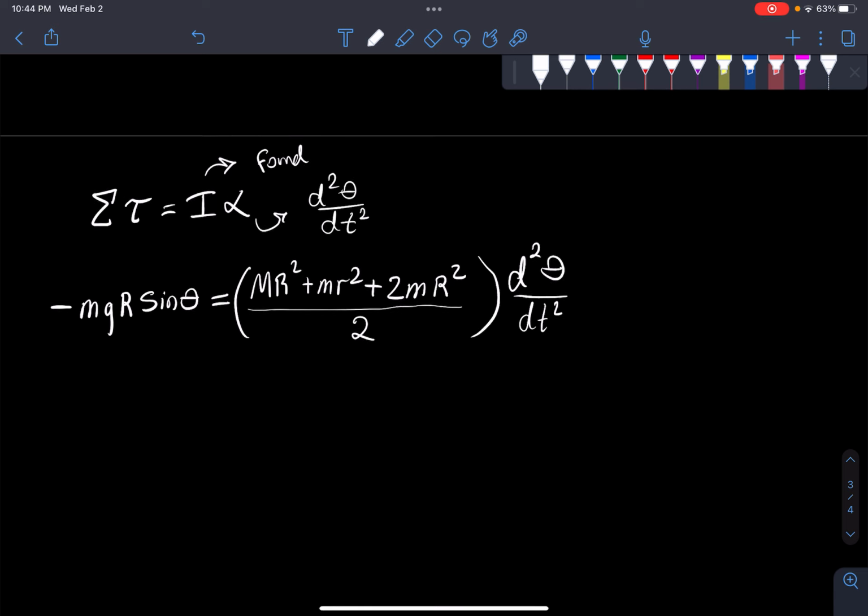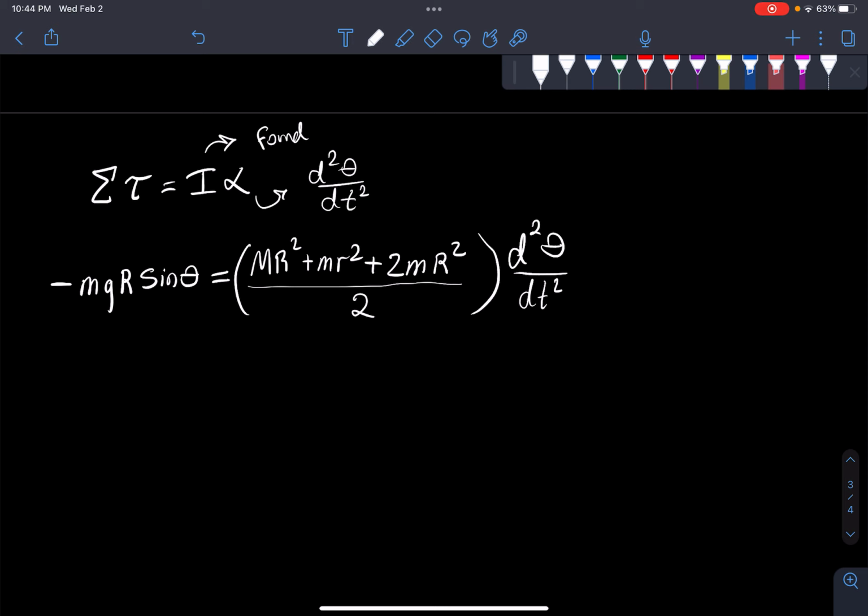Okay, so now I'm going to do something that is required pretty much to treat this system as a simple harmonic oscillator, and that's to use the small angle approximation. It says that sine of theta is approximately equal to theta. This comes from the Taylor series expansion of sine, but that doesn't matter too much. The only thing that matters is that this is approximately true for small theta.